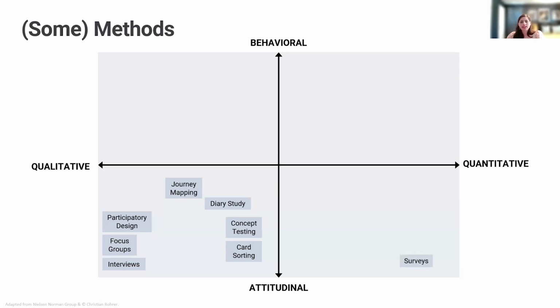In the bottom right, we have surveys. Surveys are typically attitudinal, and they are typically quantitative in that they're trying to get a sense for the overall trend or overall pattern and a perspective. So that's where you lose a little bit of that why, that depth of nuance of motivation or some of the underlying reasons.